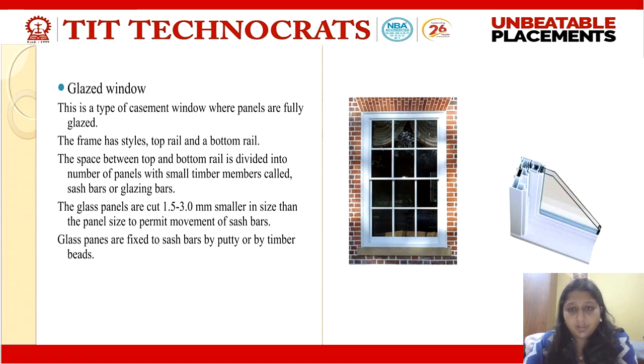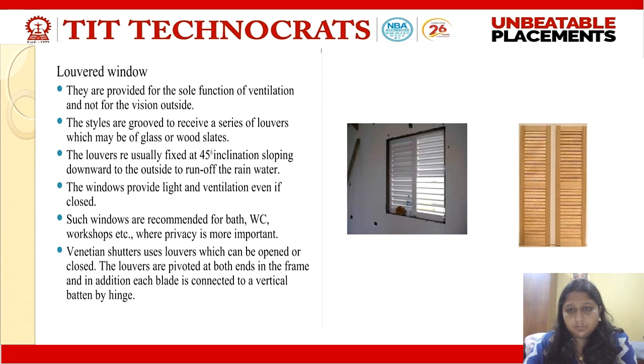Next type of window is the glazed window. Glaze means glass, so a window made up of glass is called a glazed window. Then, similar to the louvered door which I've explained, a type of window in which inclined glass or wooden members are fixed to allow the entry of air or light inside the room is called the louvered type of window.